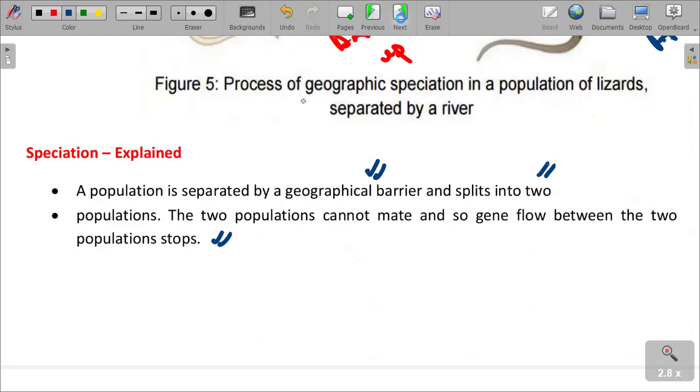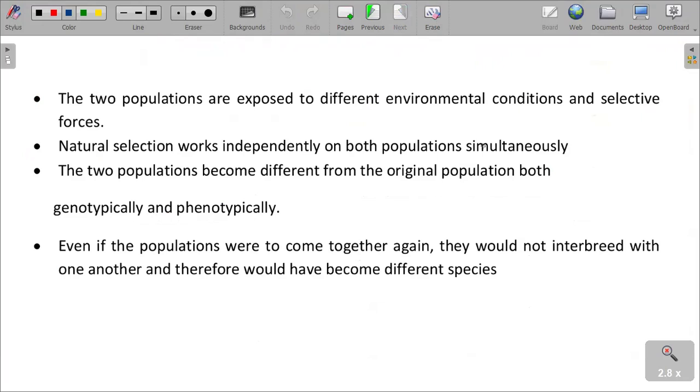So the two populations are exposed to different environmental conditions and selective forces. We are talking about environmental factors, both from the habitat and predation and many other factors found within the habitat of each of the populations. Then they underwent a different selective process. So natural selection works independently on both populations simultaneously.